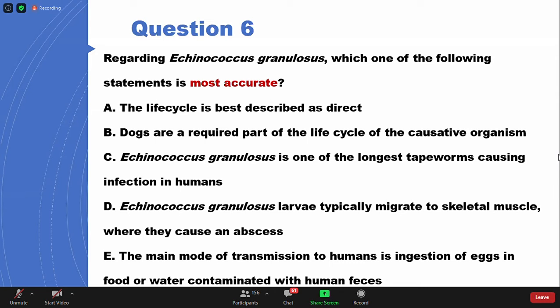No, sorry, because the larvae does not go to skeletal muscle. Usually they go to the brain and the liver when they are ingested. And for E, the main one transmission, yes, it's ingestion of eggs from the feces of the dog. But the reason why it is not the right option is because they don't cause abscesses.